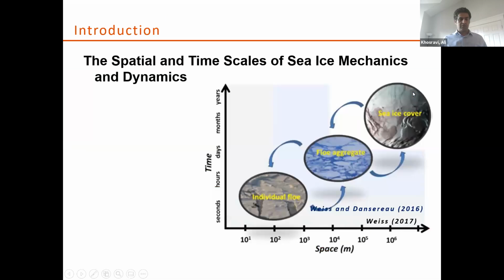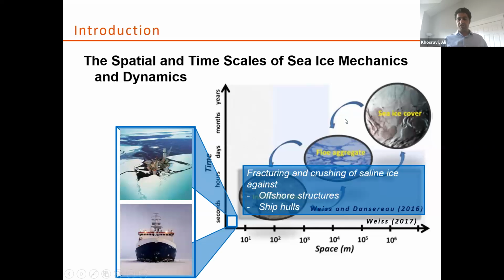When talking about sea ice mechanics and its consequences, we involve a huge range of spatial and time scales. Spatial scales range from individual floe all the way to sea ice cover, and time scales range from seconds to years. And then we have, of course, fracturing and crushing of saline ice against offshore structures and ship hulls that include even smaller scales, the internal microstructural scales. Understanding of this scale, I believe, is necessary to estimate ice load on these types of structures.